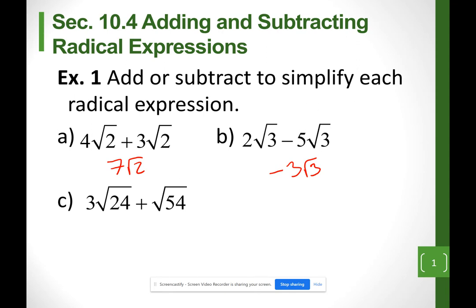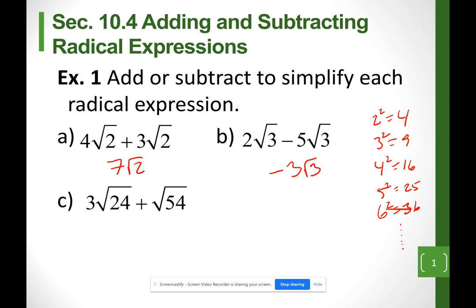Now looking at example C, I notice that they're not the exact same thing. The radicals are a little bit different, so I must combine them, or I must simplify them. So for the square root of 24, let me think of perfect squares. I know 2 squared is 4. I know 3 squared is 9. I know 4 squared is 16. I know 5 squared is 25. And 6 squared equals 36. And I can continue with my list.